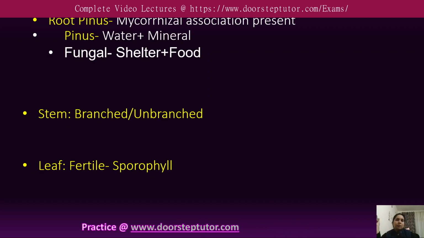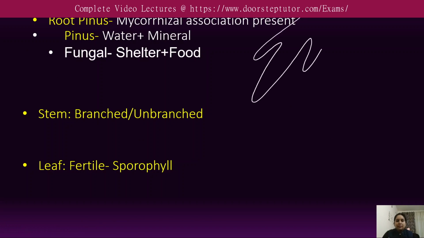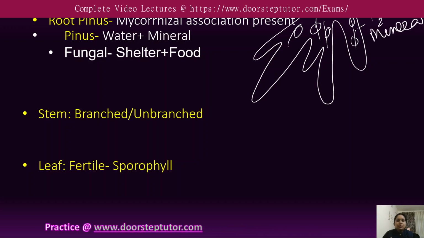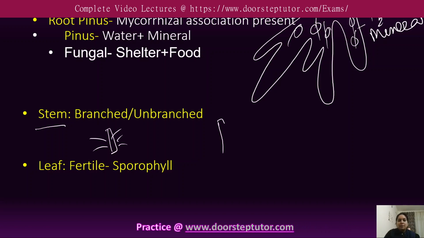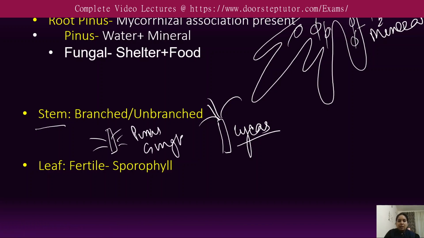Similarly, in the roots of the pinus, a mycorrhizal association is present, in which the fungal structure of the mycorrhiza is present. Basically, the pine gets the water and the minerals by absorption from the fungus, and the fungus gets the shelter and the food from the pinus, because the fungus is not able to manufacture its own food. The stem in most cases is branched, or sometimes it is unbranched, like in the case of the cycas, while the pinus and the ginkgo have branched ones.